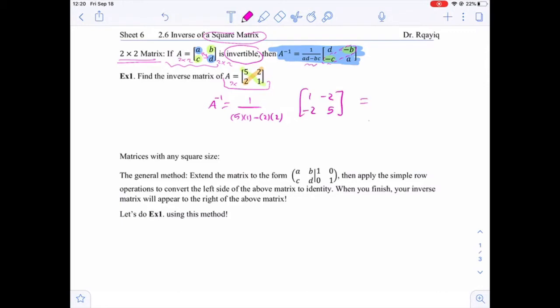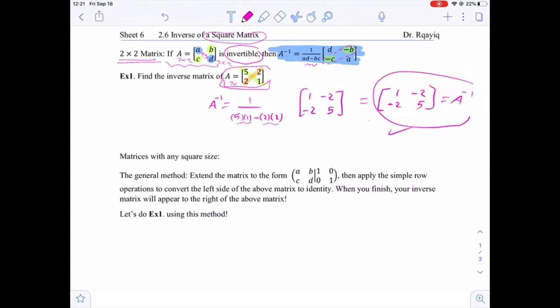Now we simplify. So we have 5 minus 4, which is 1. So 1 over 1 is 1. So we are left with the matrix 1, -2, -2, and 5. So this is A inverse. The inverse of the matrix A, which is 5, 2, 2, 1, is the matrix 1, -2, -2, 5. So this is how we find the inverse of 2 by 2 matrices. But actually this is a special case. This is true for 2 by 2 matrices.